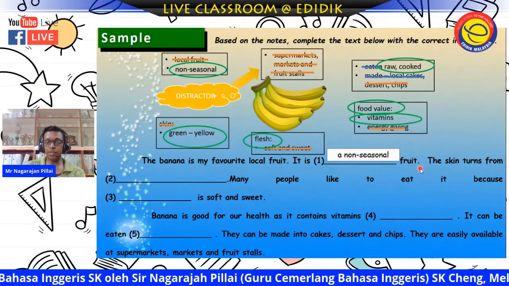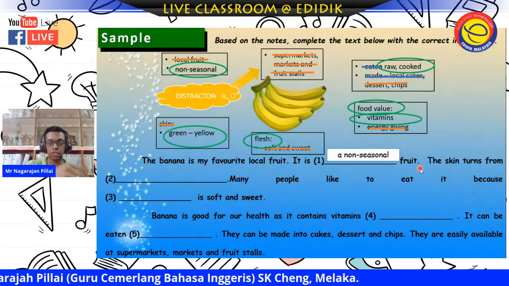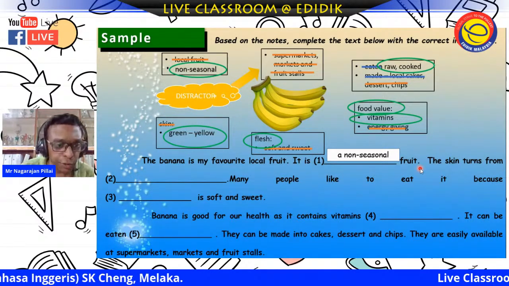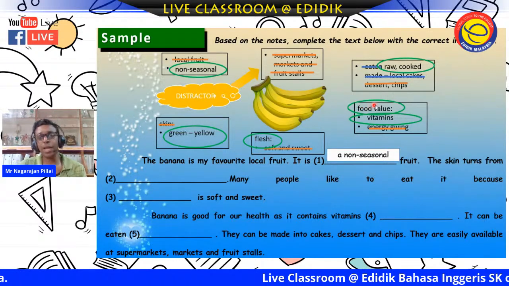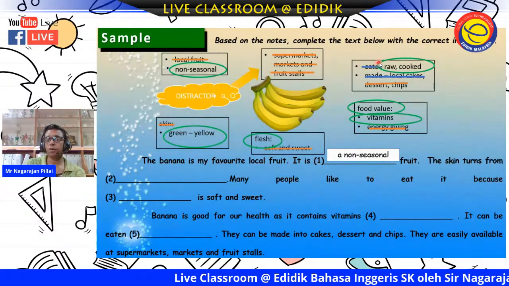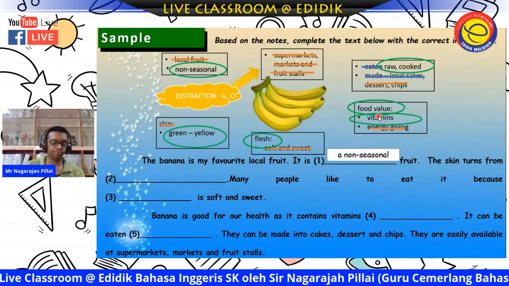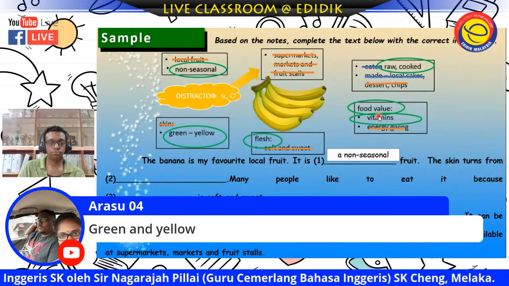Now, let's do the other one. The skin turns from blank. Now, we have used non-seasonal, so we are left with green, yellow, flesh, food value, vitamins, and raw, cooked. Now, what do you think the answer is for number 2?